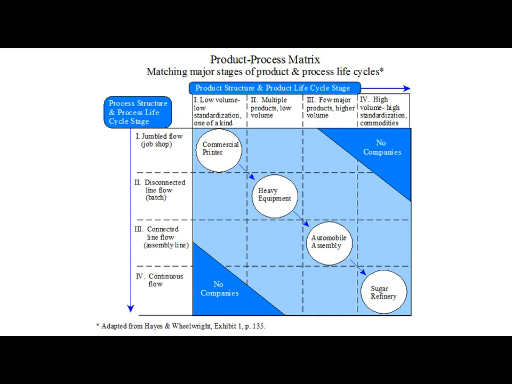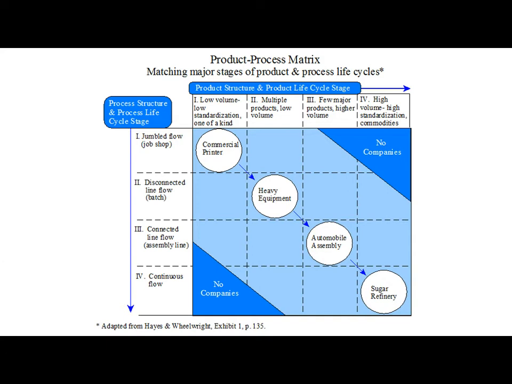First, we will take example of commercial printer. So commercial printer is the example where low volume, low standardization, one of a kind, and operation process is recommended as job shop or jumble flow. Second is the example of heavy equipment. Multiple products, low volume is the product structure. The operation process here is the batch process where discontinued line flows are there.